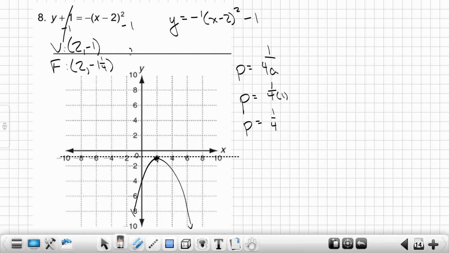My directrix. I'll give you guys a hint. My directrix is a horizontal line, so it's y equals. It's a quarter above that y value. What's a quarter above that y value? -3/4. Kai said it too.